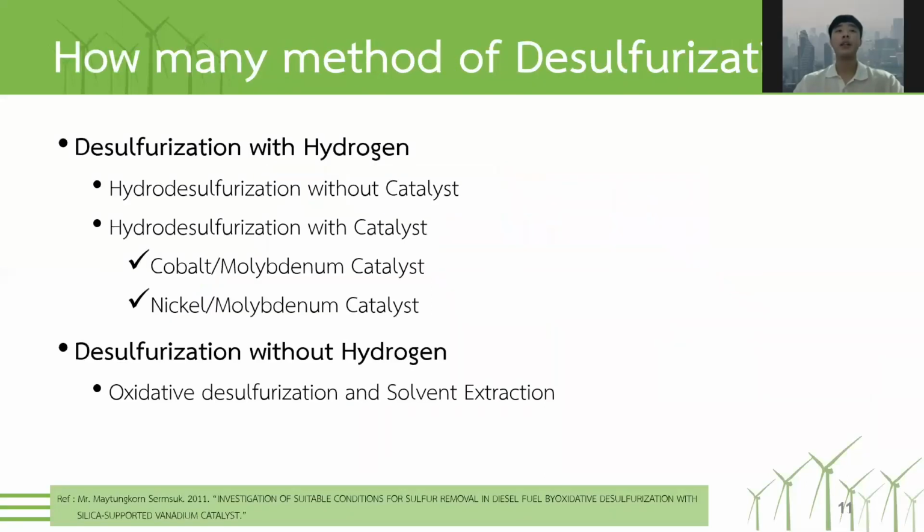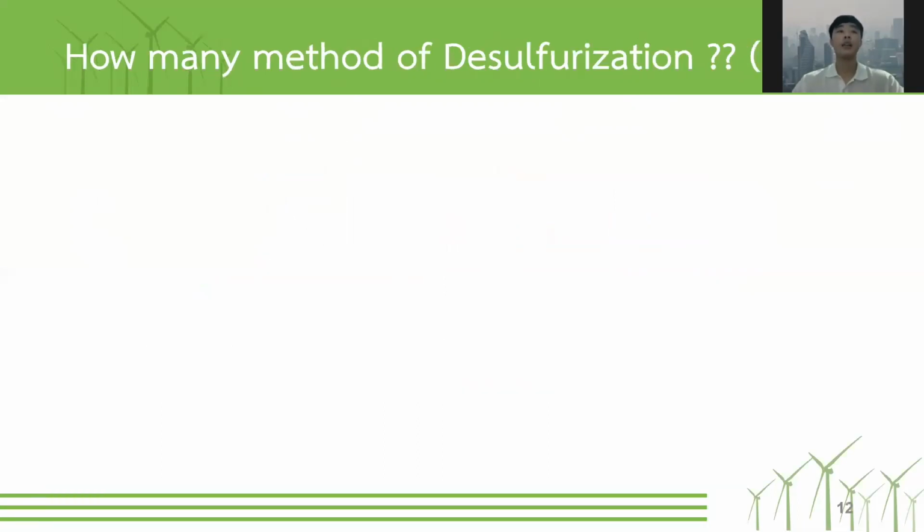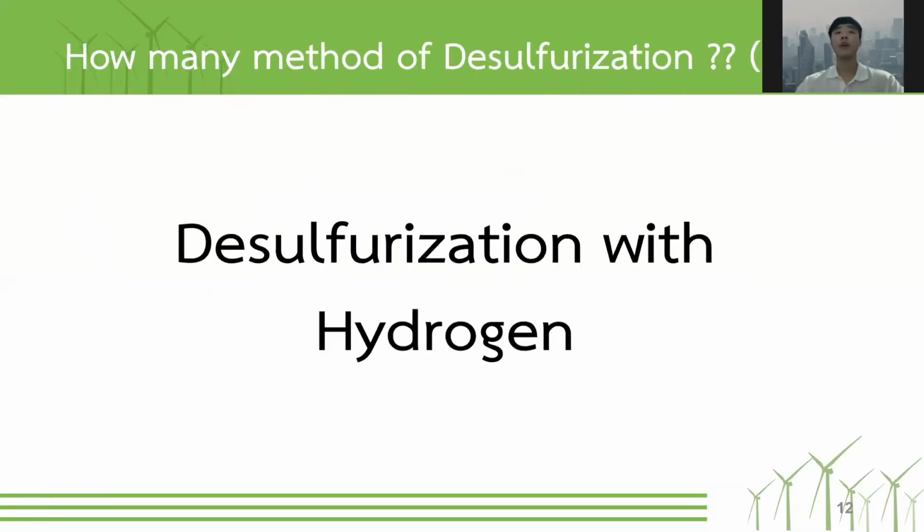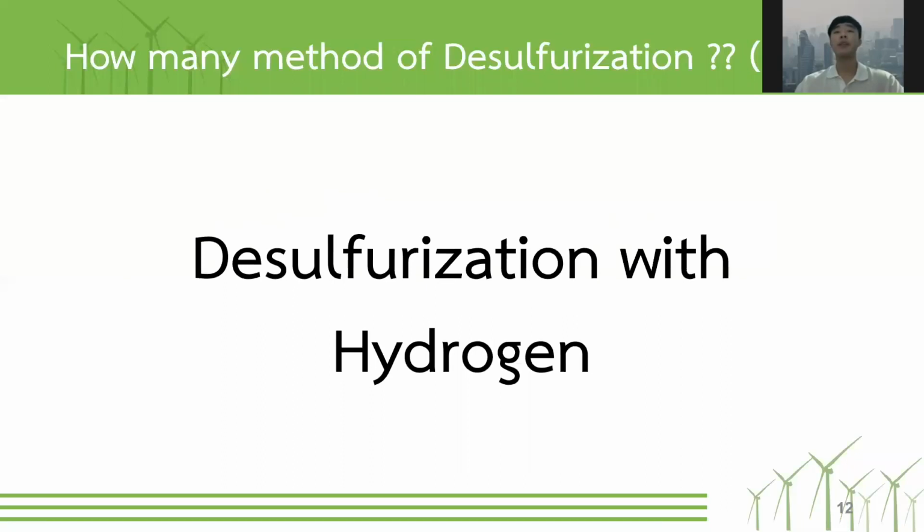Then, desulfurization has two main methods. That is desulfurization with hydrogen, which consists of hydrodesulfurization without catalyst and hydrodesulfurization with catalyst, such as cobalt molybdenum or nickel molybdenum. And the second is desulfurization without hydrogen, which you can call oxidative desulfurization and solvent extraction. So I want to give you more detail from the previous slide, starting with desulfurization with hydrogen.